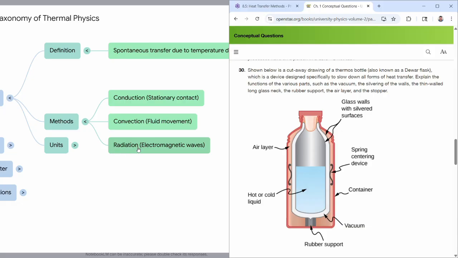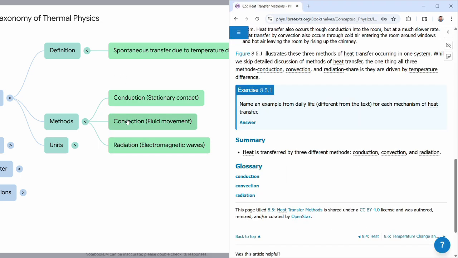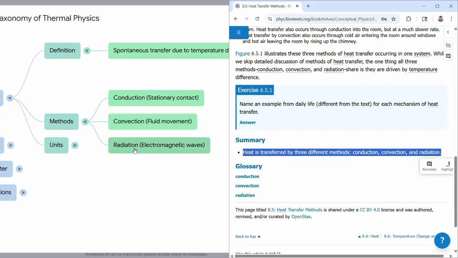I mentioned the black body radiation, so that's in reference to what's called the black body. That's the ideal emitter and absorber of radiation. So objects that are black in color, when they're at a particular temperature, will emit the most amount of this radiation that objects can emit at that temperature. So, three mechanisms of heat transfer: conduction, convection, radiation.